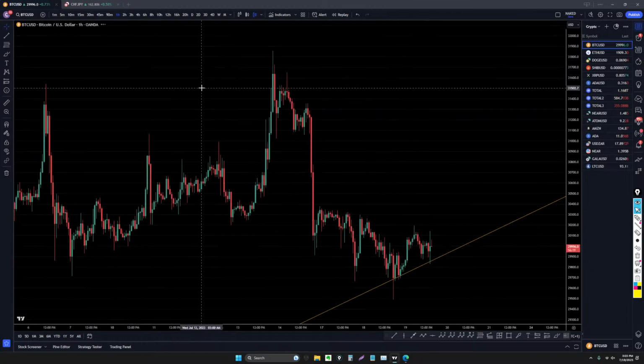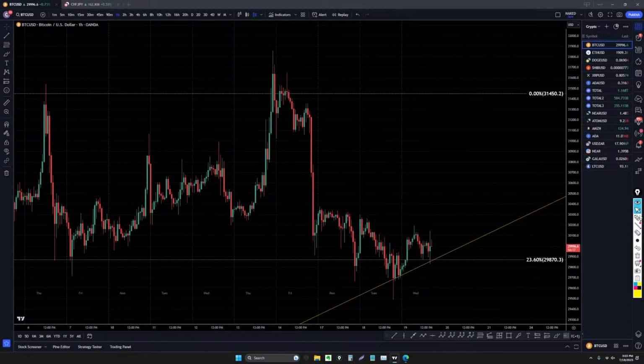So, 1-hour time frame. Yeah, I think it is going to go down again. A, B, C up. Probably going to go down at least one more time. Probably go down and grab that liquidity I was showing on the 4-hour time frame before it makes that impulsive move to the upside.